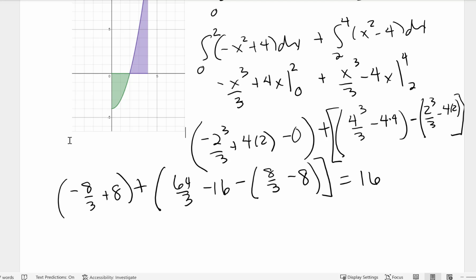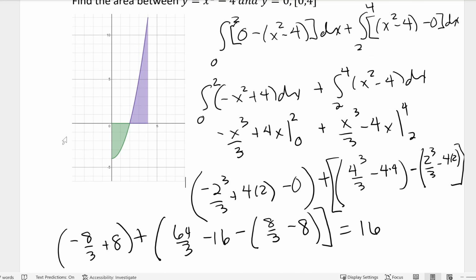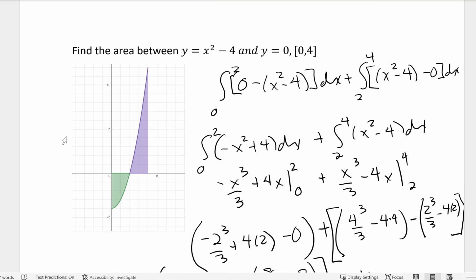I want to show you for this one what would happen if I didn't split it. Like if I didn't go through and make this into two pieces like we did.